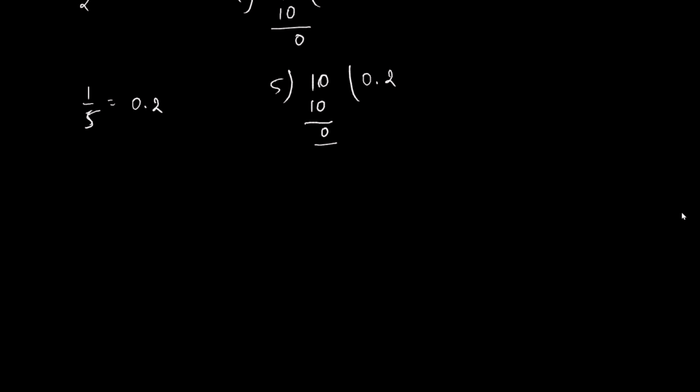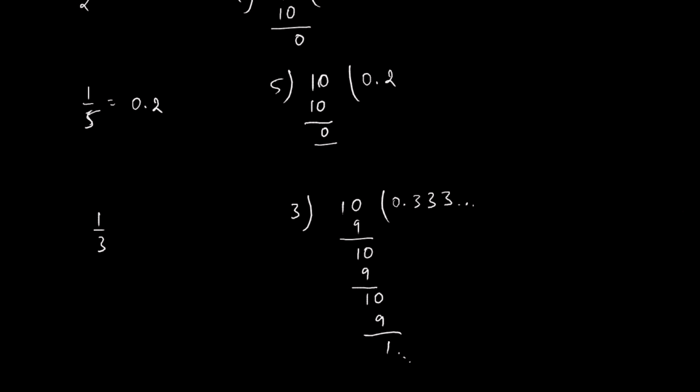Now let's see more rational numbers. 1 over 3. Let's divide 1 by 3. So 1 is smaller than 3. So we take a decimal and bring 10 here. 3 times 3 is 9. We have remainder 1. Again 1 is smaller than 3, so we take another 0. And 3 times 3 is 9. Again remainder 1. Again we take 0. And 3 times 3 is 9. We are stuck in a loop. No matter how many times we try this division, it will never end.